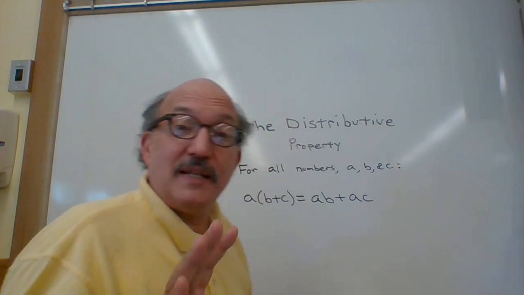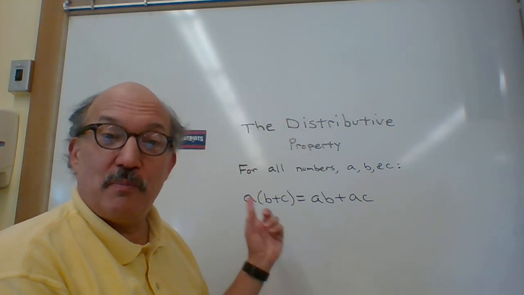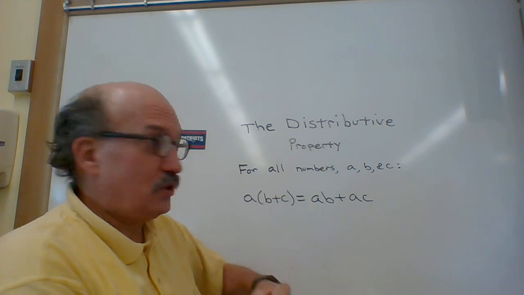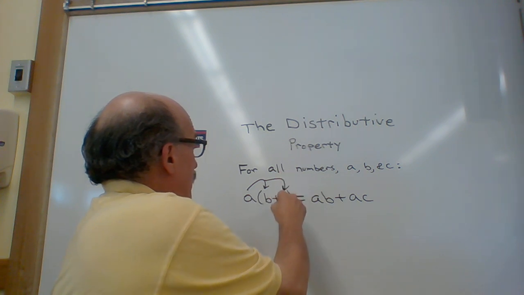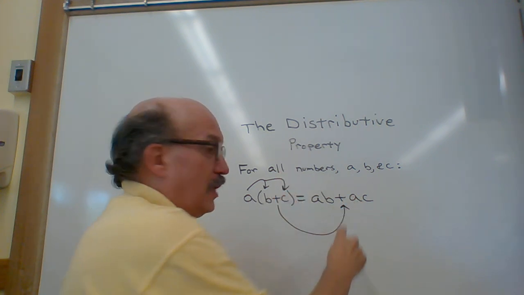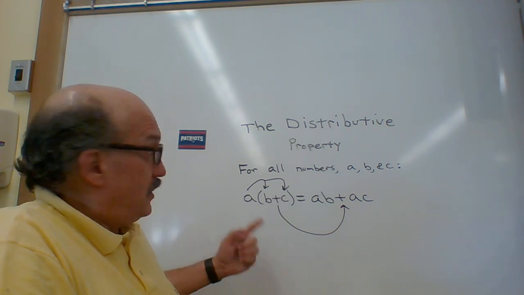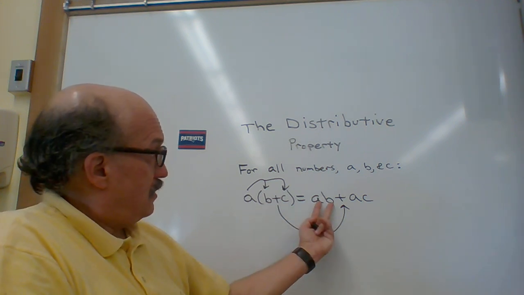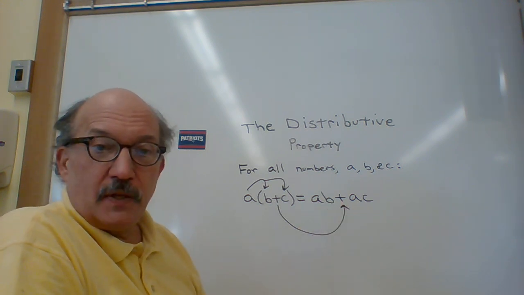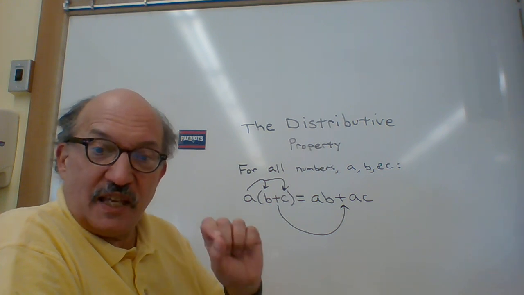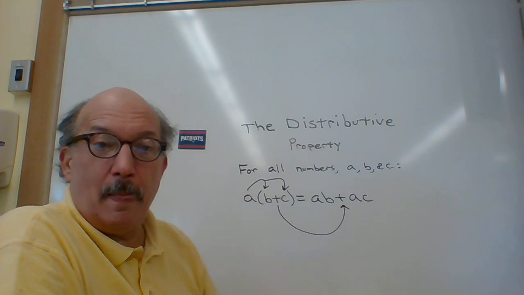The distributive property tells us that that A has to be distributed to both the B and the C as a multiplication. Sometimes I like to draw little arrows like this. And the plus sign stays in between those two products. A times B, which is AB, plus A times C. That's the distributive property. Notice the key is that the A is being multiplied by the B and the C.